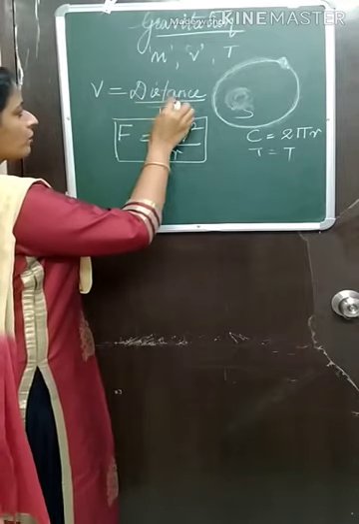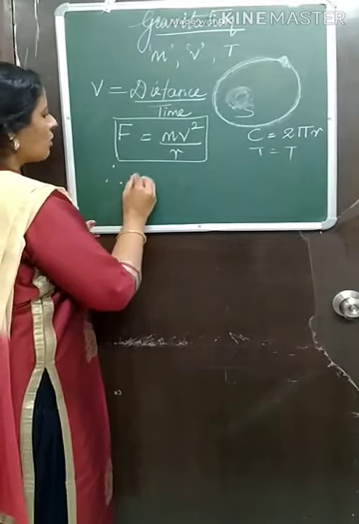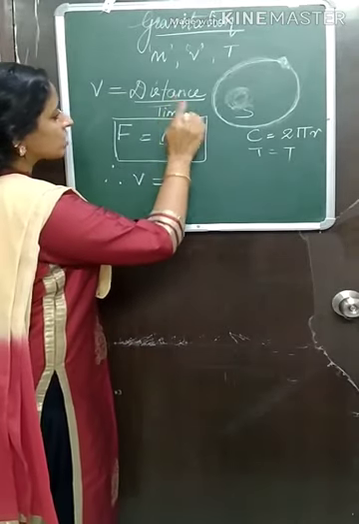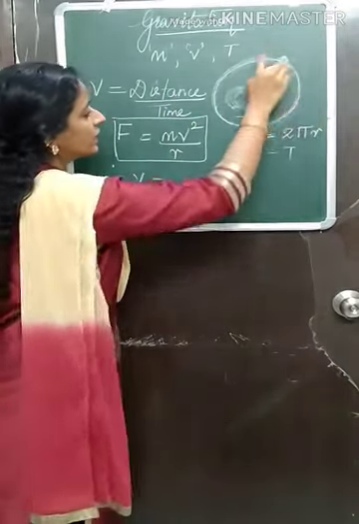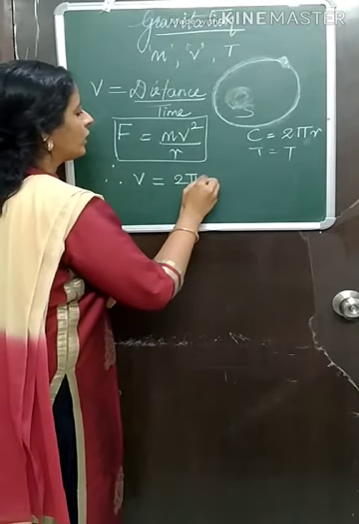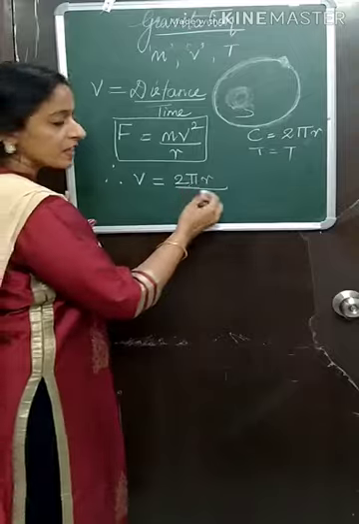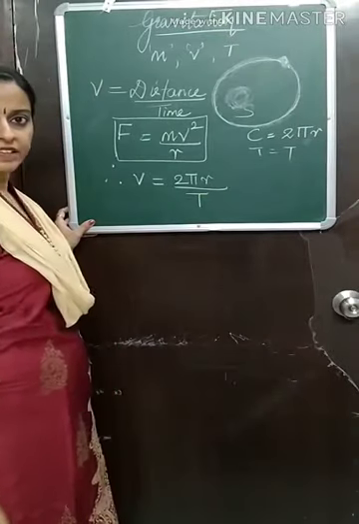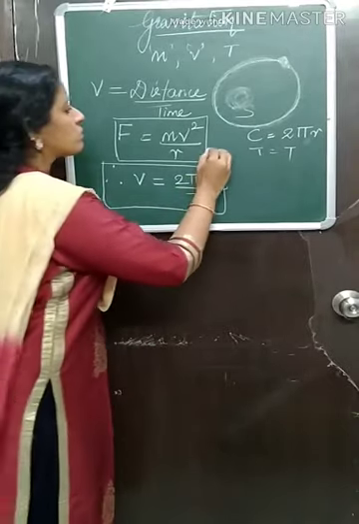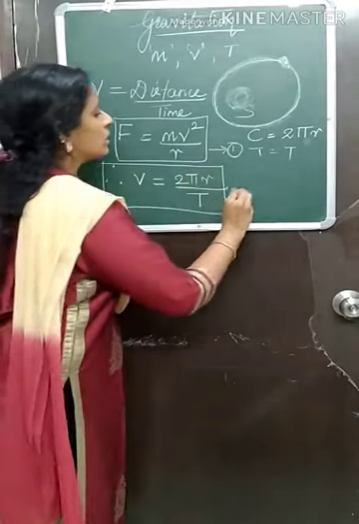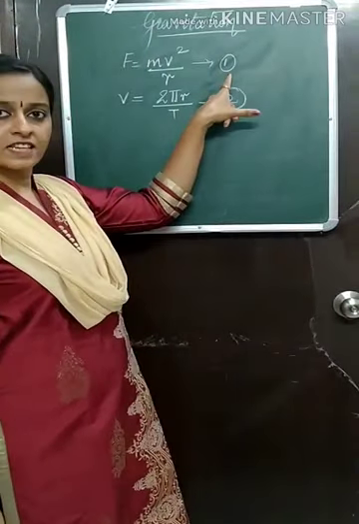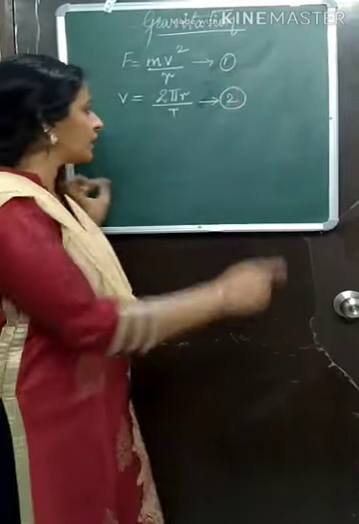Now, how much will be the velocity? V is equal to, in place of distance, the distance covered, which is the circumference 2 pi r, upon time. We are taking it as the period, capital T. These two I'll put in a box. This will be equation number 1 and this will be equation number 2.